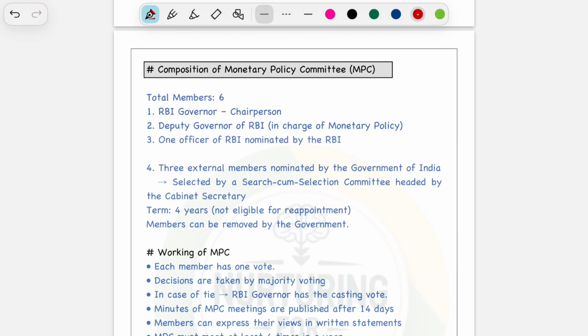The monetary policy committee has a total number of 6 members, out of which 3 are from RBI, and 3 external members are nominated by the Government of India on the recommendations of a committee headed by the Cabinet Secretary, and they are appointed for a term of 4 years, and they are not eligible for reappointment. Another thing I want you to know is the Monetary Policy Committee is a statutory body, and it gets its legal authority from the RBI Act of 1934.